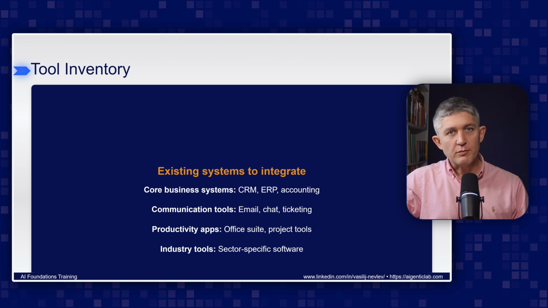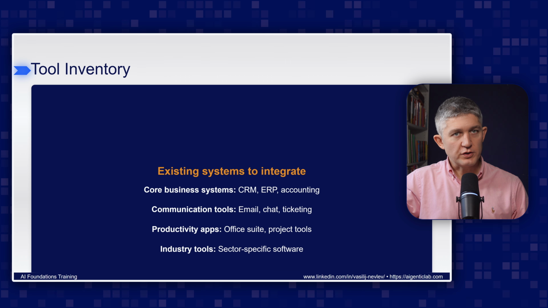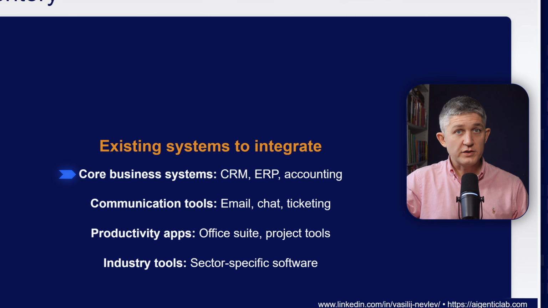For your tool inventory, you might need to list the systems you already use in your workflow. Core systems could be your CRM, ERP, or accounting systems. What's used for communication? Email, chat, or a ticketing system. And for productivity, is an Office Suite being used, perhaps project tools? And of course, you need to consider your industry-specific software. You will need to consider integrating some of this software if it isn't integrated already.